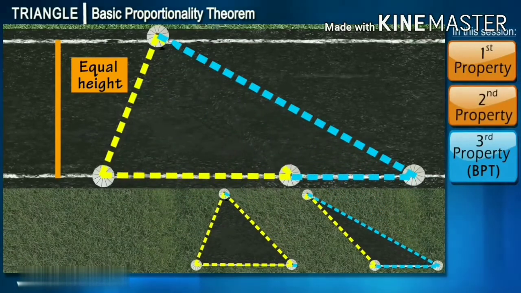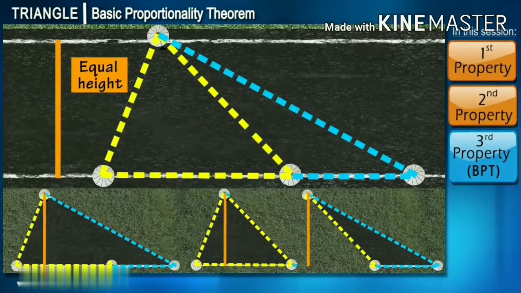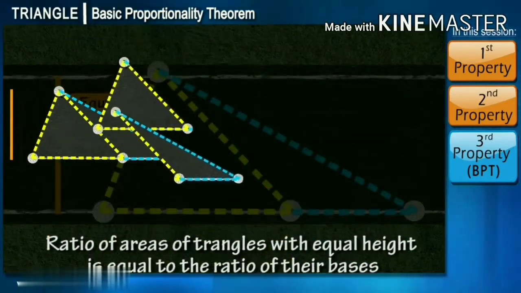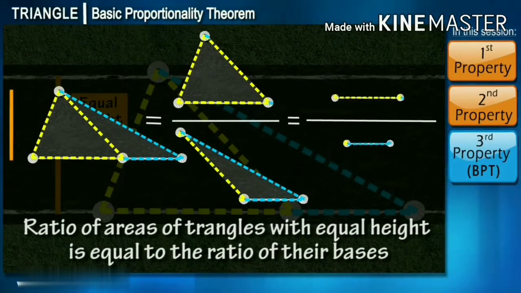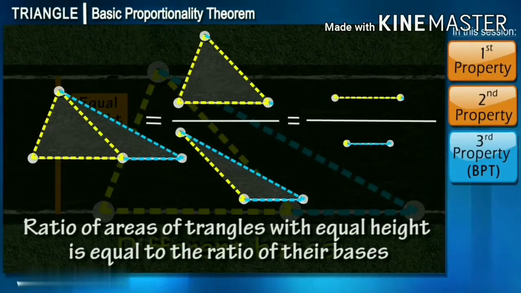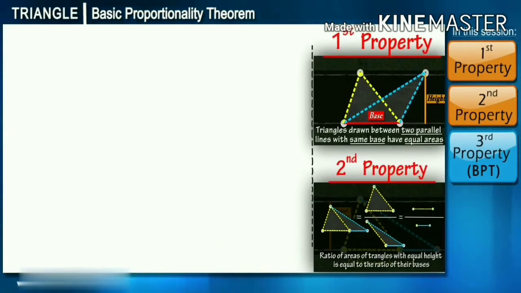So what is the conclusion from this activity? We can conclude that if we draw 2 triangles by splitting a single triangle, its height will be equal, and when we find the area of these 2 triangles, they are not equal, but the ratio of their areas will be equal to the ratio of their bases, because half and height will get cancelled as it is constant. That is the second property.